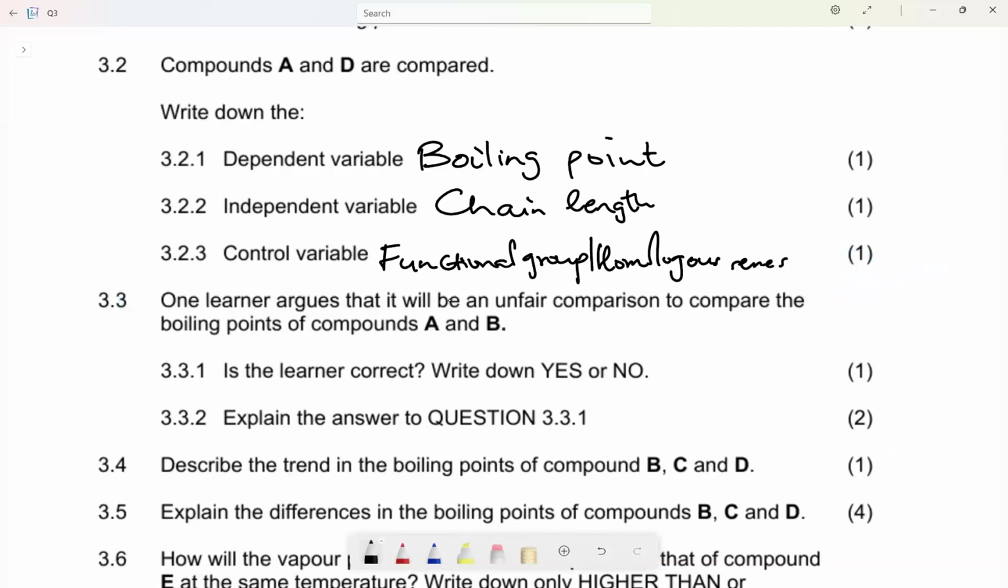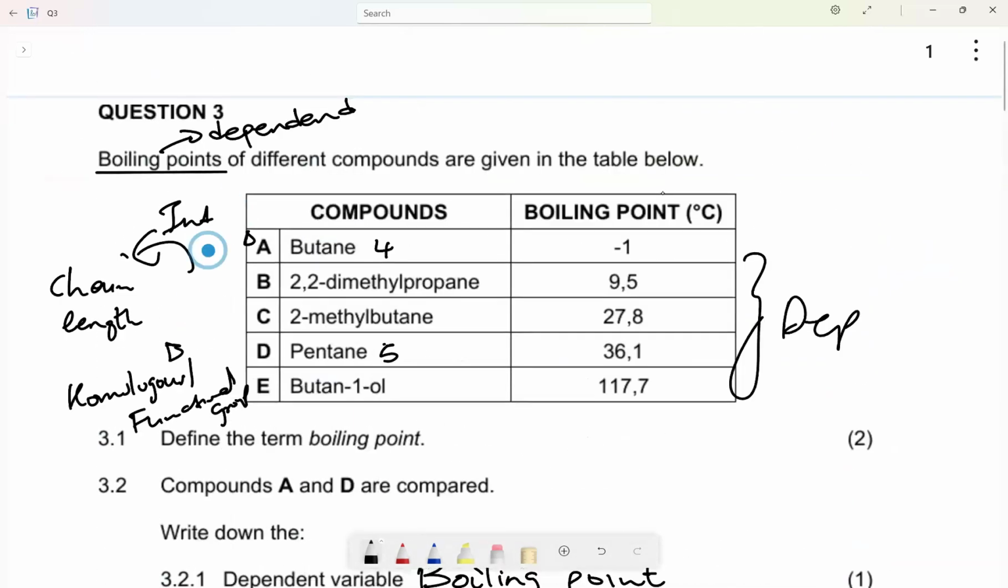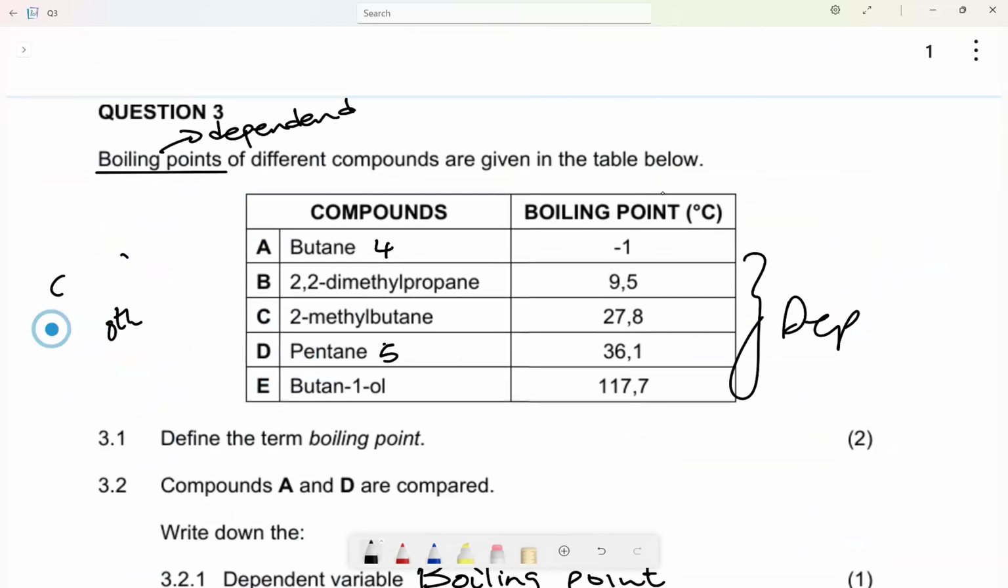They say 3.3 now. One of the learners argues that it will be an unfair comparison to compare the boiling points of compound A and B. Let's look at A and B specifically. A is butane, straight chain butane that has 4 carbons, C4H10. This one is 2,2-dimethylpropane. It has 5 carbons, something like this: 1, 2, 3. Then it has a branch on carbon number 1 or carbon number 2.